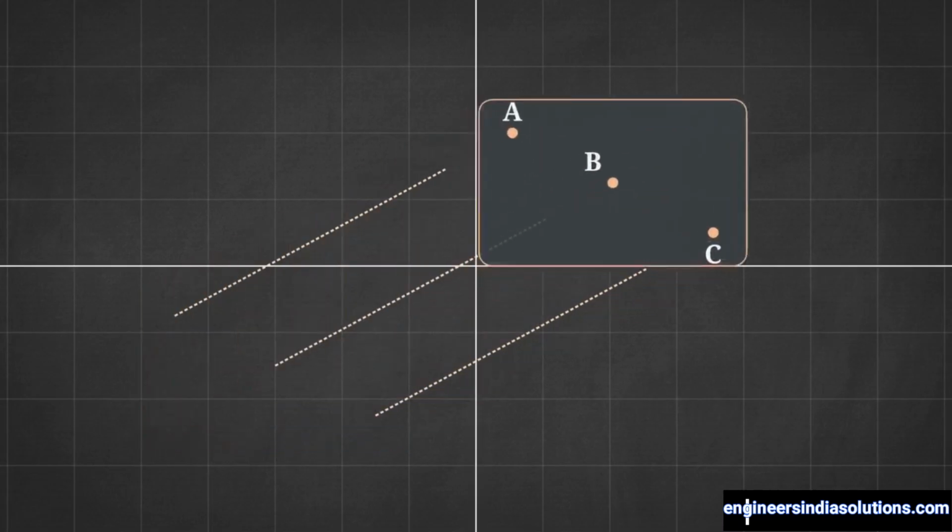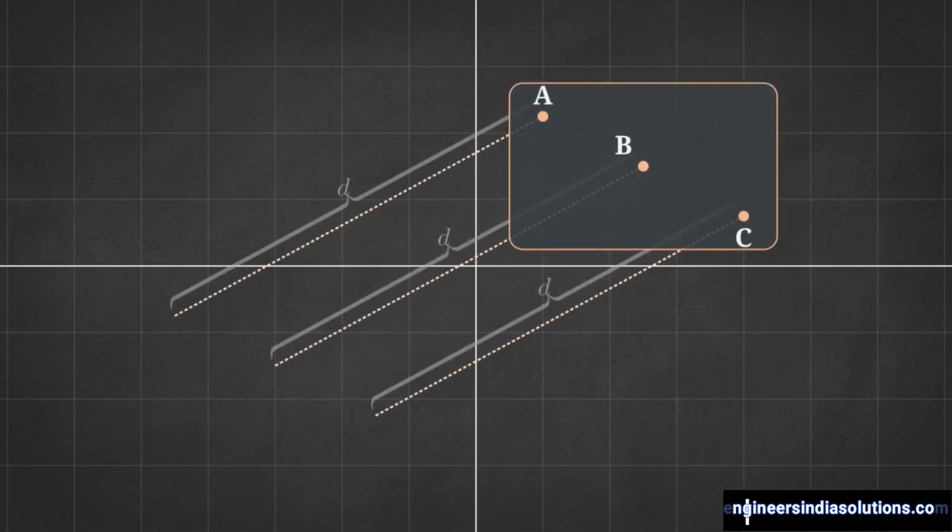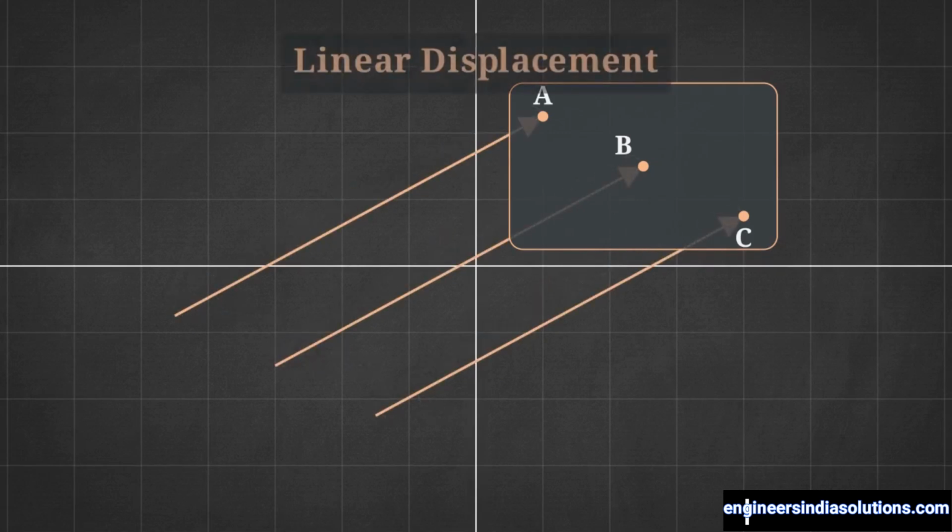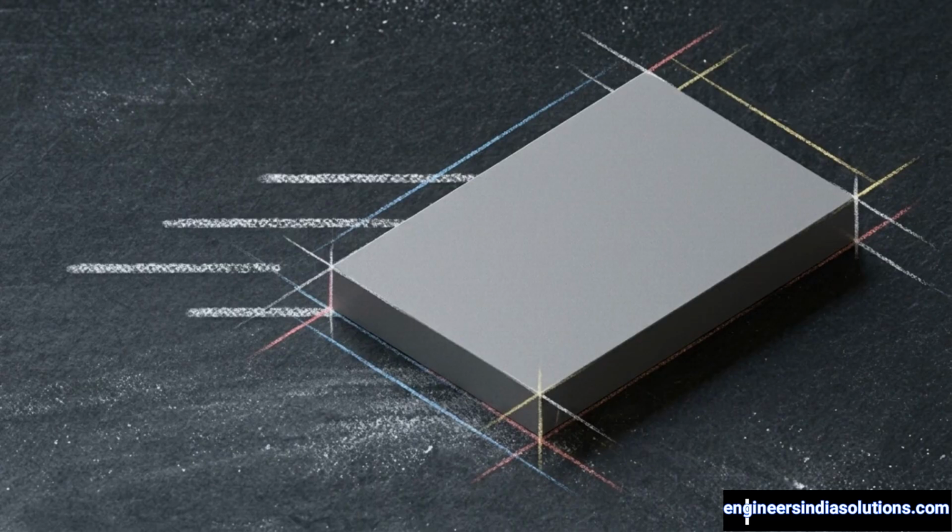If we track 3 distinct points across this block, labeled A, B, and C, we can map their journey. Because these 3 parallel dashed lines are mathematically identical in length and direction, we know the points share the exact same linear displacement. This is pure translatory motion, where the whole behaves exactly like its parts.